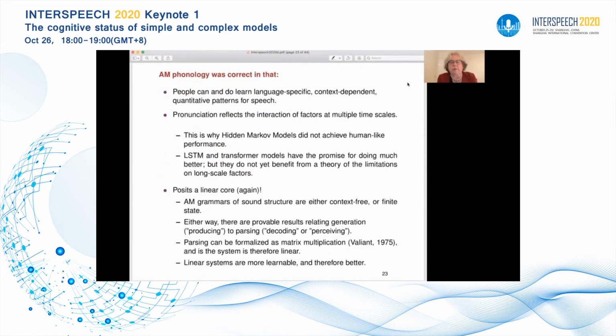But I still think that there's some really correct aspects to this theory. So one thing is that people can and do learn language-specific, context-dependent, quantitative patterns for speech. Showing that was a big change in the way people viewed the cognitive system. Another thing is that pronunciation reflects the interaction of factors at multiple time scales. And that's why hidden Markov models never achieved human-like performance.